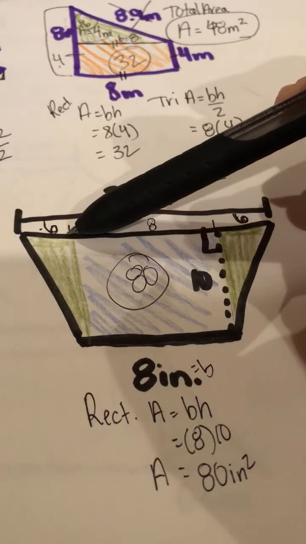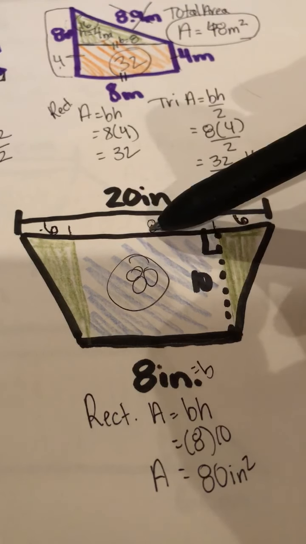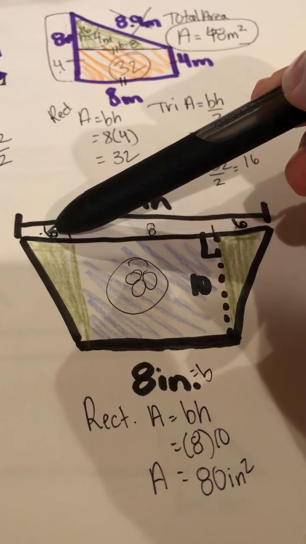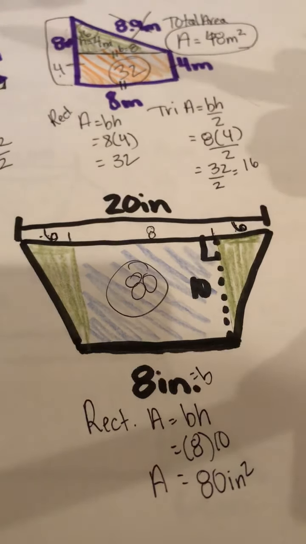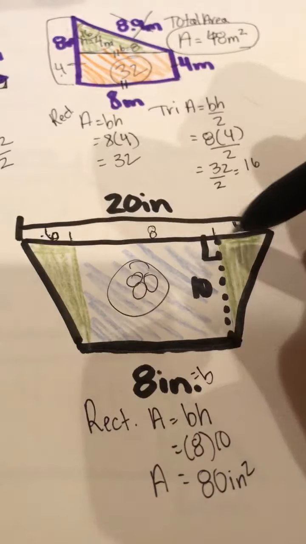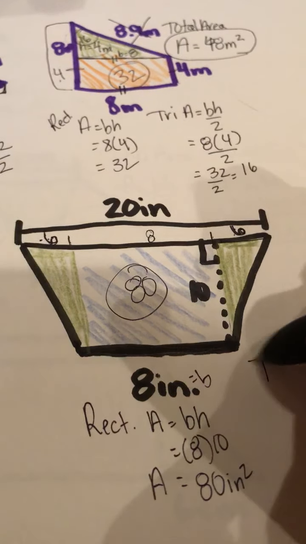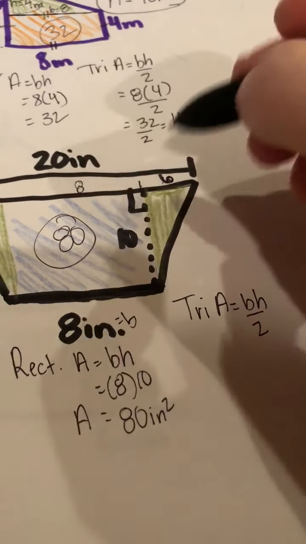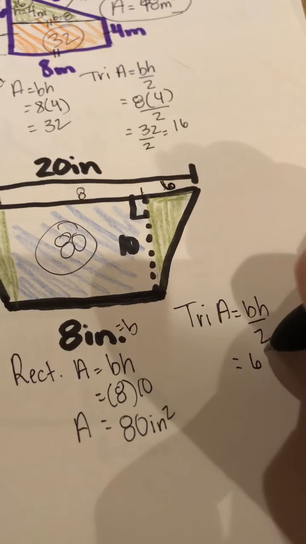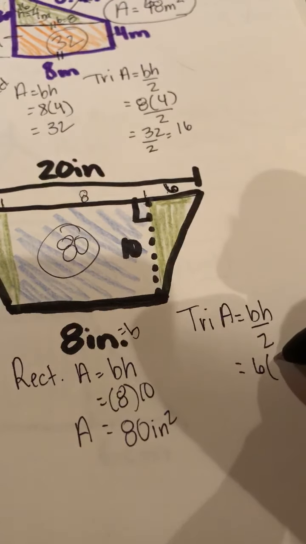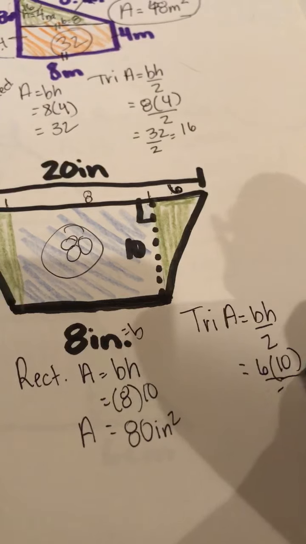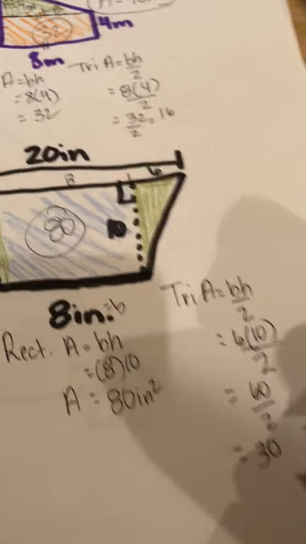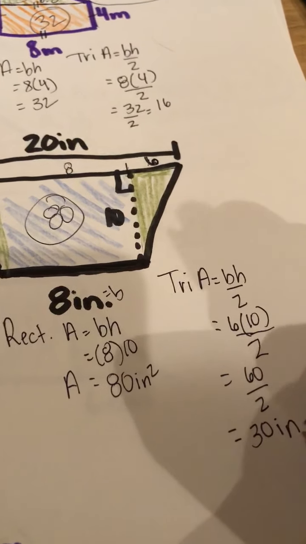Again, this whole line was 20. I used up 8 from here to here, so 20 minus 8 is 12 left over to split evenly between the bases of the triangles. 12 divided by 2 is 6. So the base of my triangle, BH divided by 2. The base of my triangle is 6. The height of my triangle is 10. Divided by 2. Do not forget to divide by 2. 60 divided by 2 is 30 inches squared.